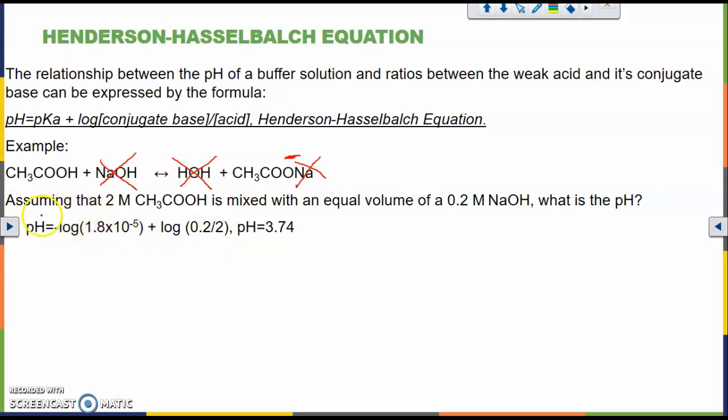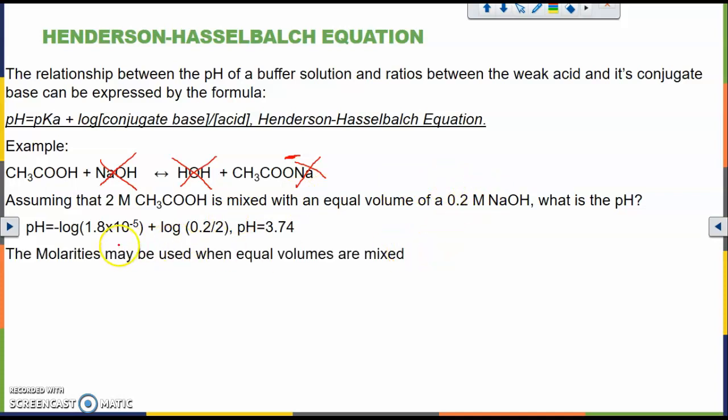I know this might sound confusing, but all you have to do for a weak acid and weak base buffer solution is go to the table of Kas or Kbs and look for their Kas or Kbs. Then you just take the log of whatever base over the acid. The acid is always in the denominator, and the base is always in the numerator.